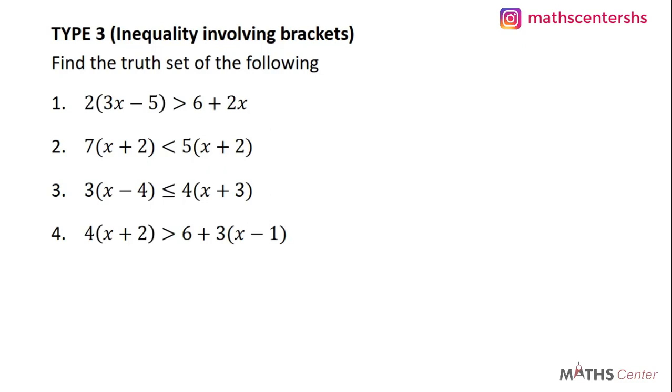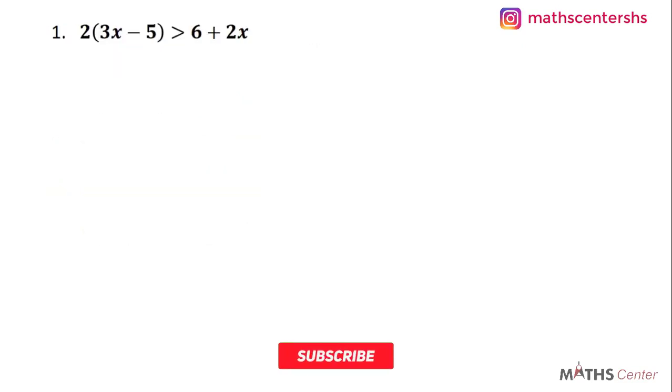We have about 4 questions here, and we are being told to find the truth sets. We will take them one after the other, then we will see how to solve it. We are going to solve the first 2 in this video, then in the next video, we will consider the next 2. So let's pick the first one. We have 2 into bracket 3x minus 5, bracket close, is greater than 6 plus 2x. And we are being told to find the truth set of this inequality.